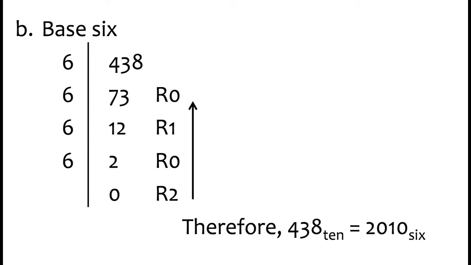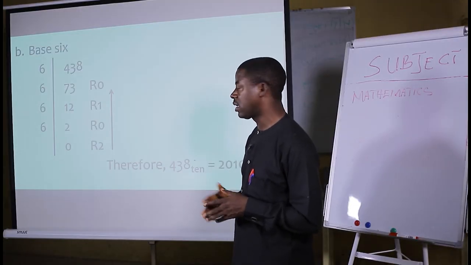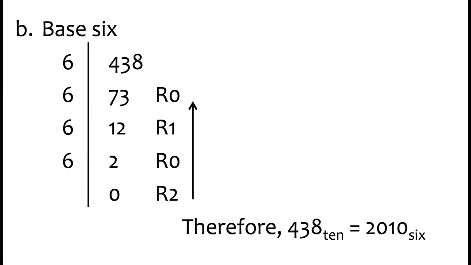73 divided by 6, you have 12 times. And 12 times 6 is 72. So 73 minus 72, you'll be left with 1. So remainder 1. 12 now divided by 6, the result is 2, because 2 times 6 is 12. So remainder 0. Now 2 divided by 6 is 0, remainder 2.